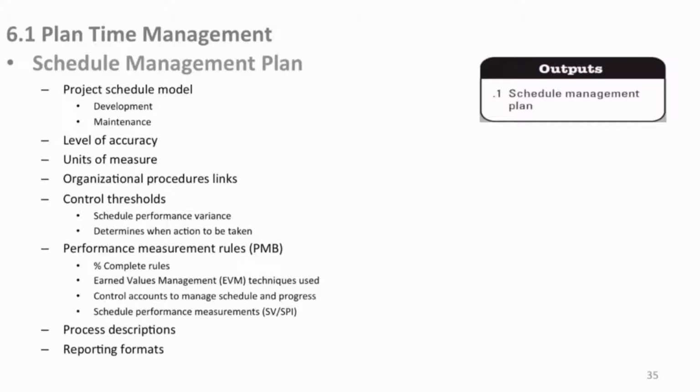And here we have schedule performance measurements. SV, schedule variance. SPI, schedule performance index. Now these are actual earned value management metrics right here. SV, SPI, there are more of them, but in the time context, we're going to consider these.